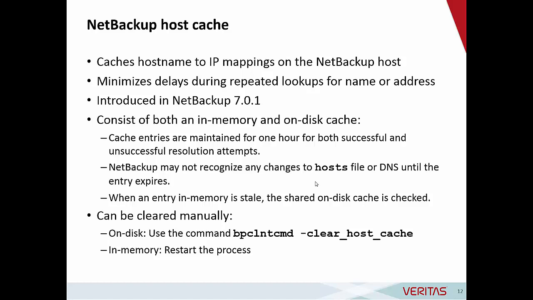There's an in-memory and an on-disk cache. And this cache by default sticks around for an hour. And so after a particular IP address is looked up and matched to a host name once, it's going to just continue using that same host name for the next hour. Now that means that if there's a change to the networking configuration, if there's a change to a DNS entry or somebody edits the host file, by default NetBackup won't notice that right away.